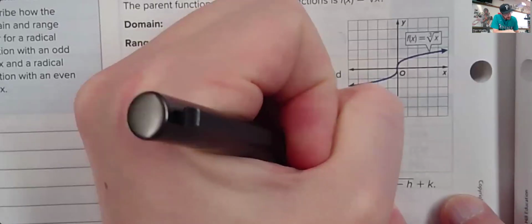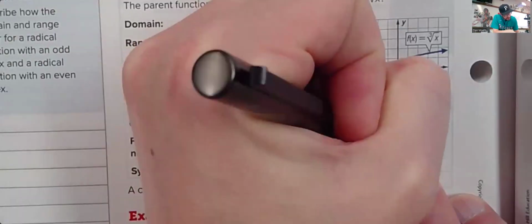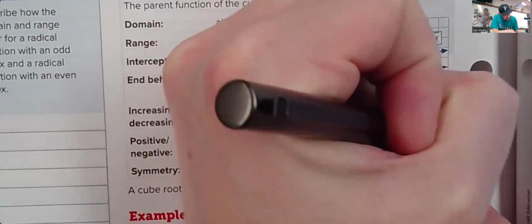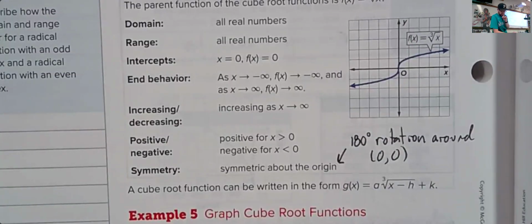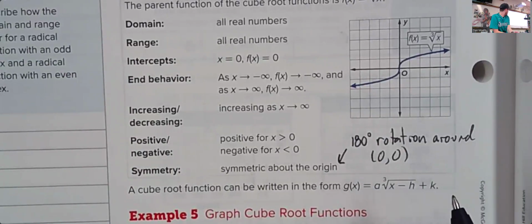I'm going to put a little note here. 180-degree rotation around the point 0, 0. Now that point can definitely change depending on where the graph goes from, well, basically when it does its little s, right? I was going to say positive to negative, but that isn't necessarily true of all of these. So we'll see as we go through these.